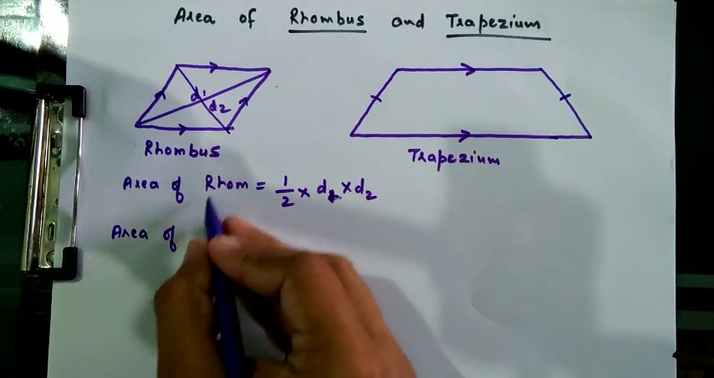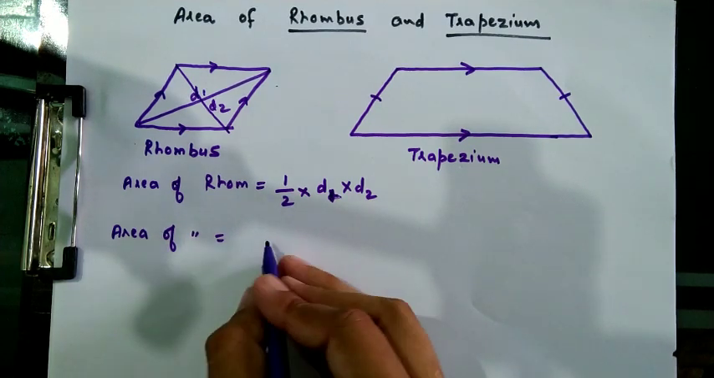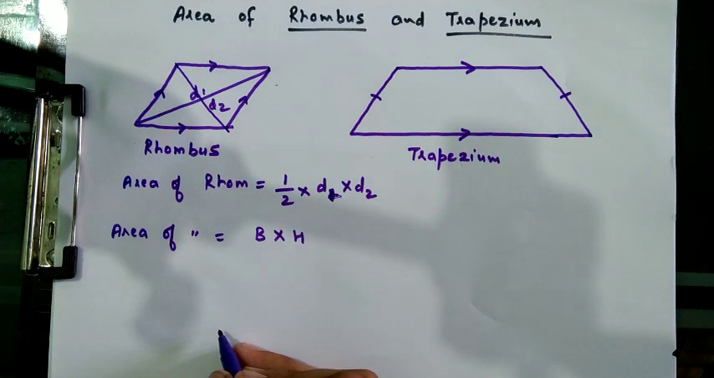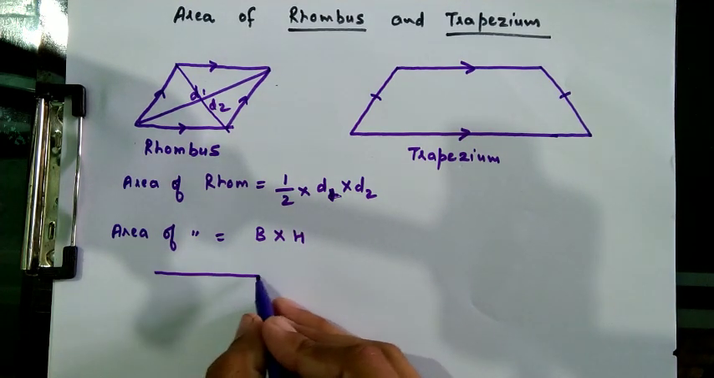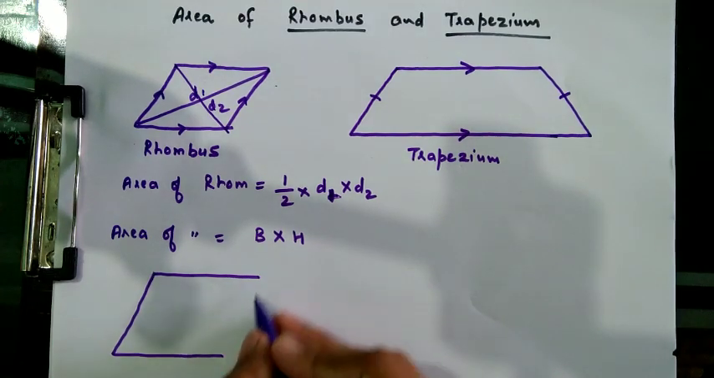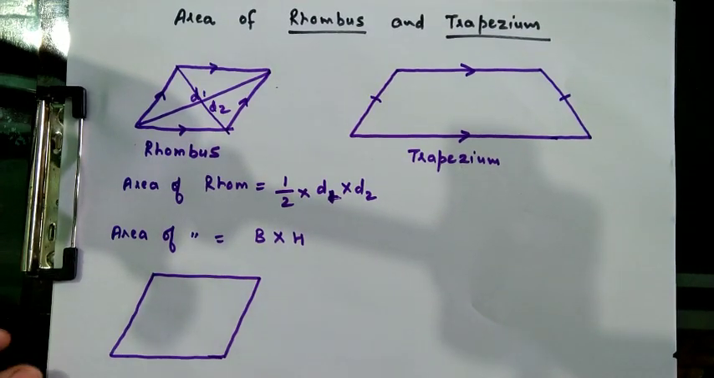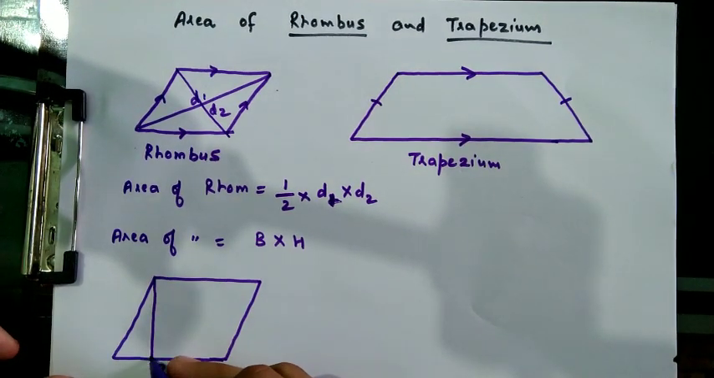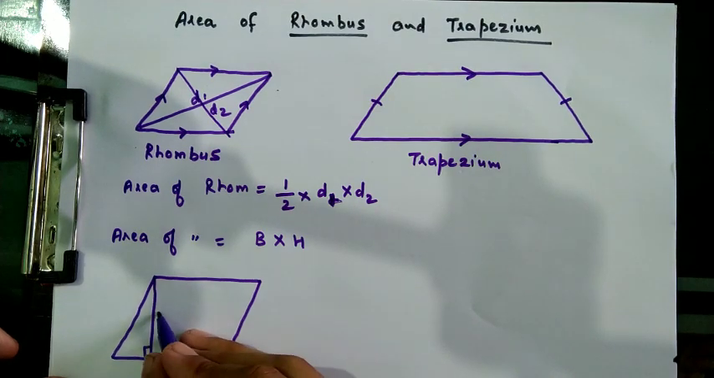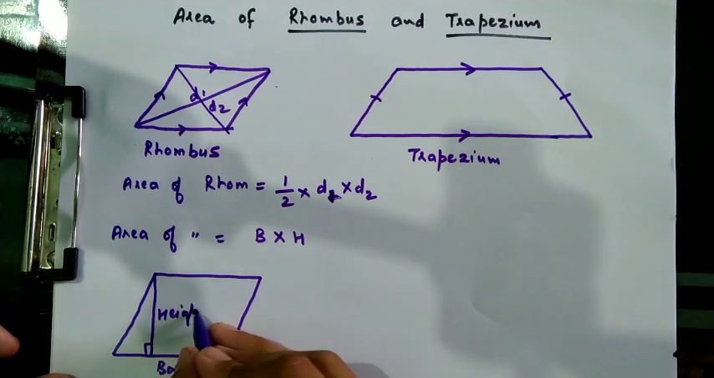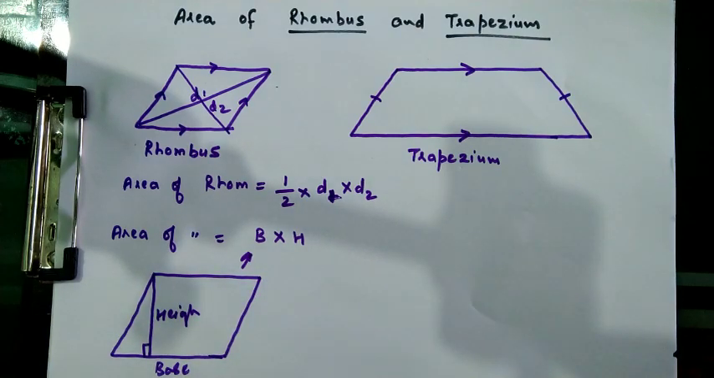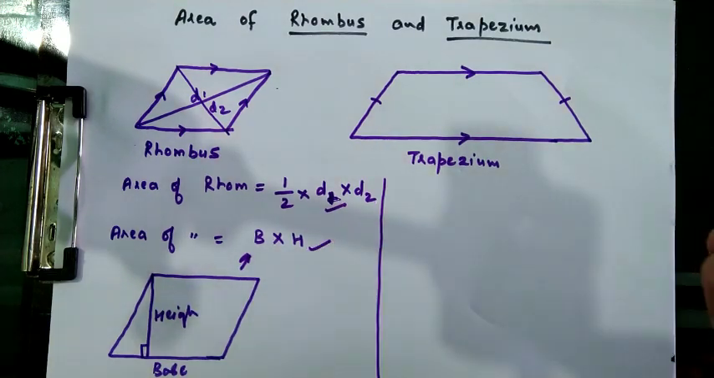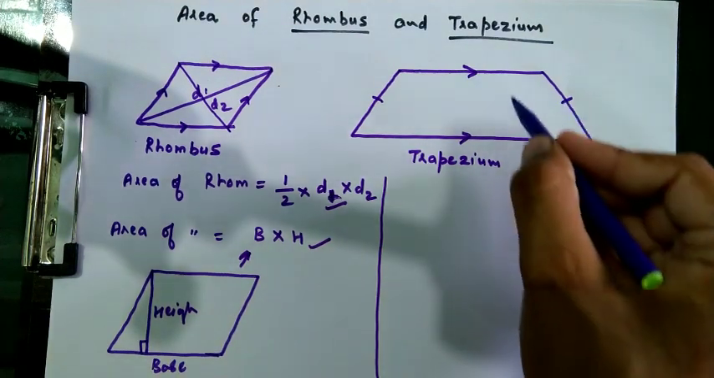Next, one more formula we have in the case of rhombus. Area of rhombus we can find with the help of base and its height. If I make a rhombus shape here, and I have the base and I know the length of its height also, then I can find its area with the help of this formula. So there are two formulas here, this one and this one.